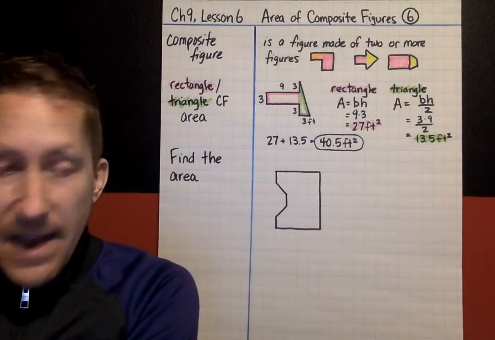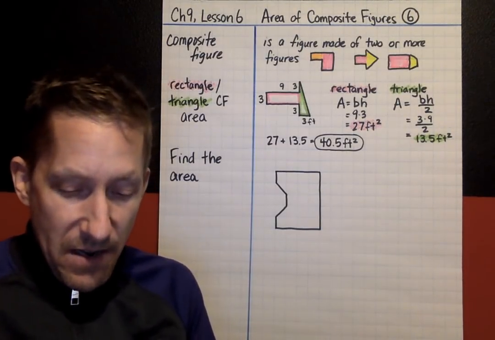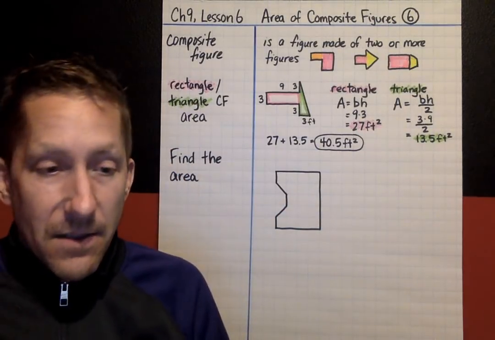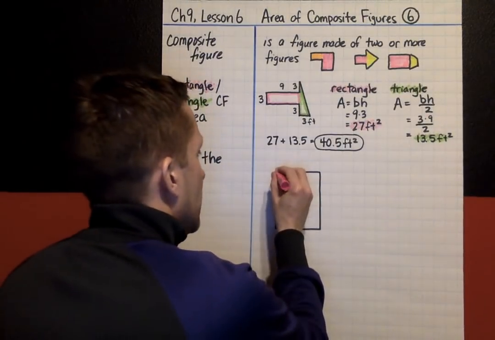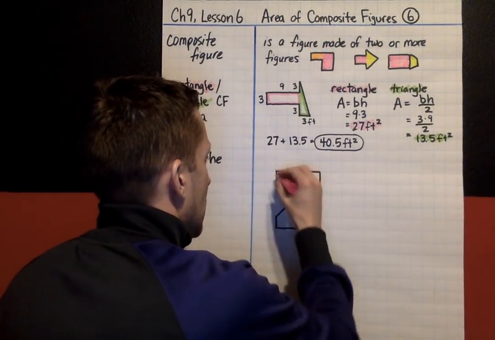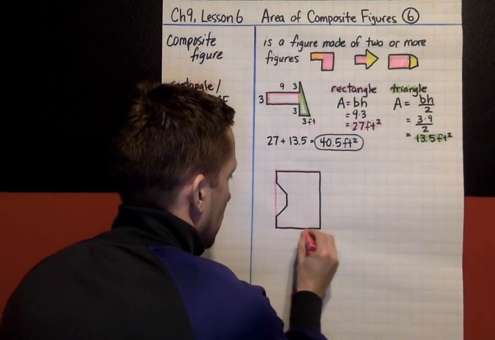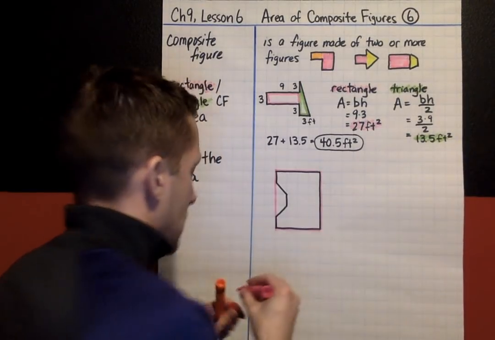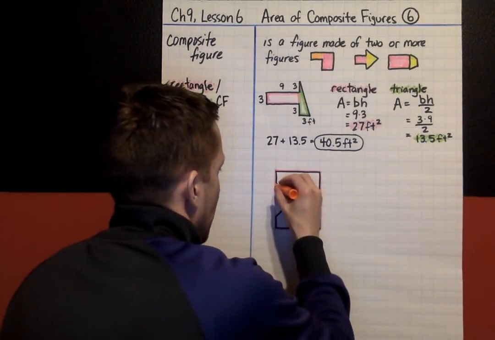So we're going to find the area of a rectangle, we're going to find the area of the trapezoid, and we're going to subtract the trapezoid area from the rectangle. So I'm going to trace the rectangle. Here is the rectangle right here in pink. And here is the trapezoid.